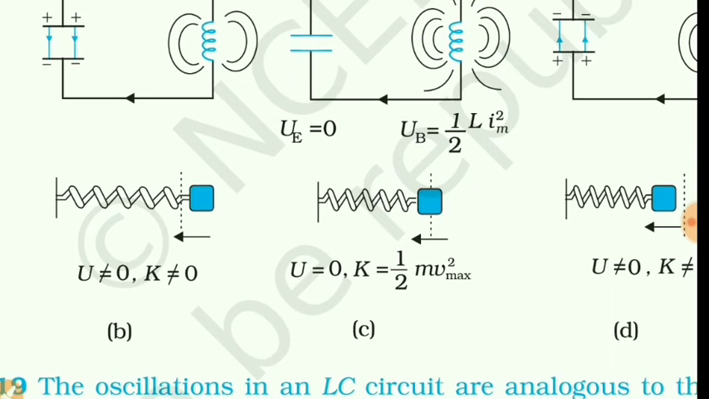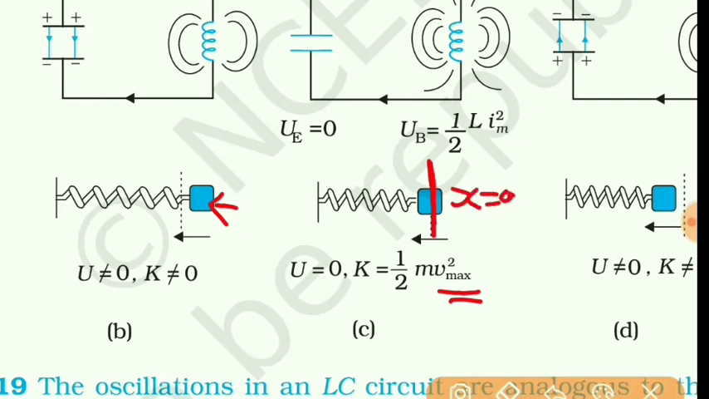Same thing is shown for the mechanical oscillations. When this block or the object reaches its equilibrium position, its velocity will be maximum. But as displacement x is equal to 0, as it is at its mean position, its potential energy will be 0. Kinetic energy will be maximum.